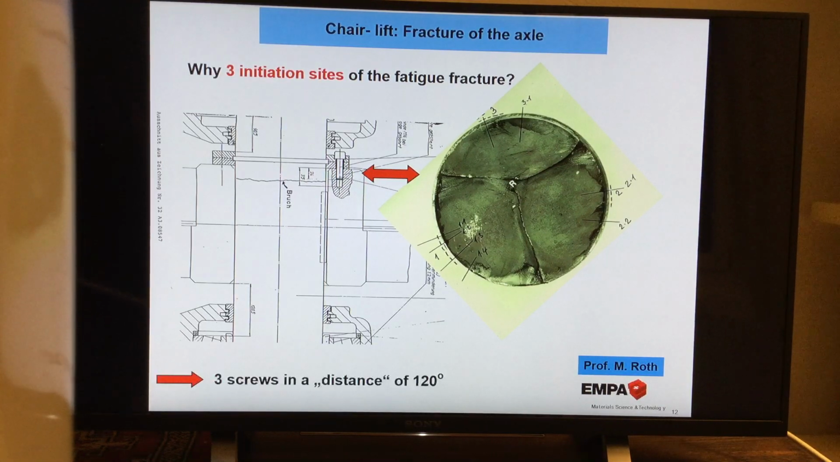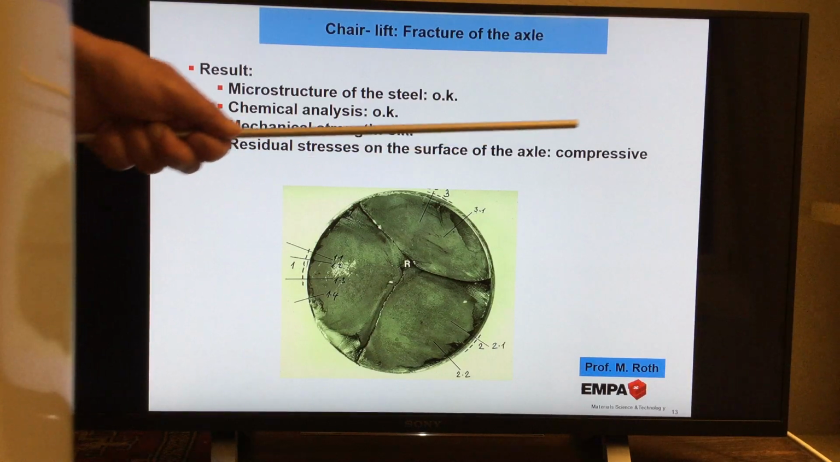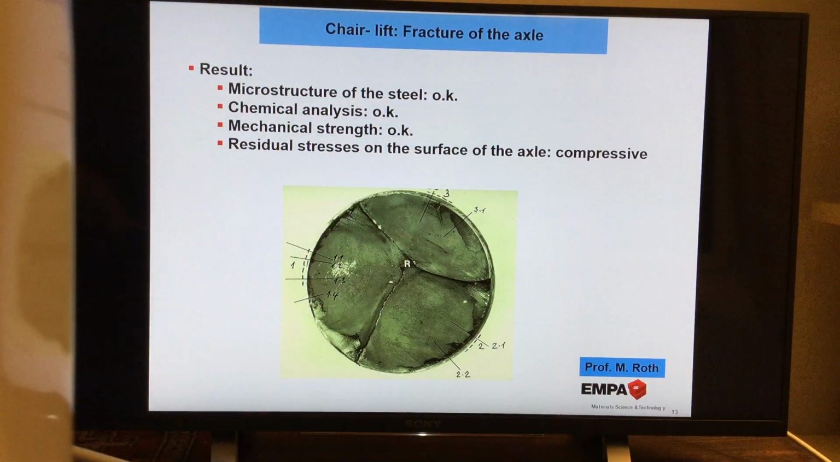Okay, so we already start the first result. As I already told you, we made a lot of investigations. The microstructure of the steel was okay. The chemical analysis was okay. Mechanical strengths, tensile properties, everything fine. And we measured even the residual stresses on the surface of the axle, and they were compressive, even beneficial.